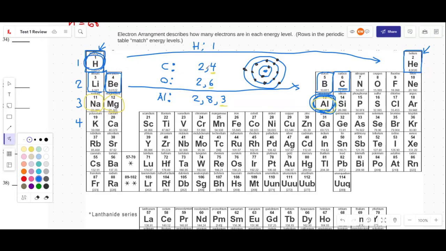And notice the total: if you add up these numbers in the electron arrangement, that should give you the same thing as the number above, the number of electrons predicted in a neutral atom, which is the same as the number of protons, right? So 2 plus 4 is 6, and 2 plus 6 is 8. So this number should equal what these add up to.